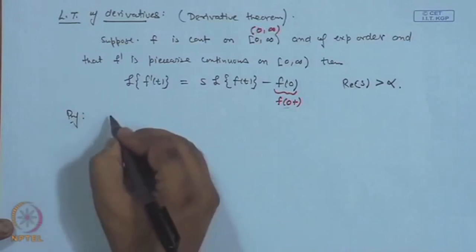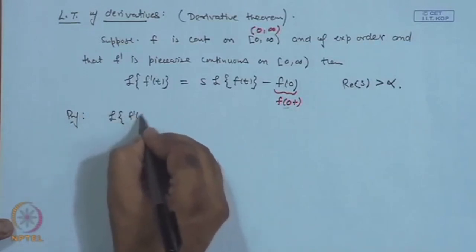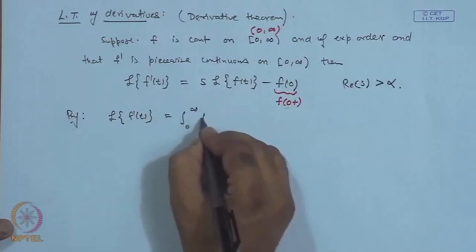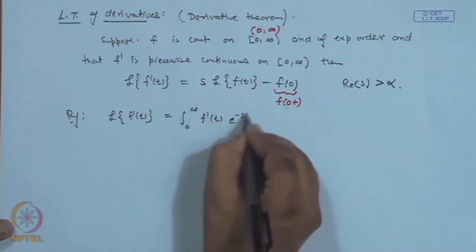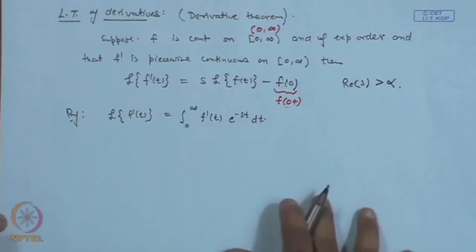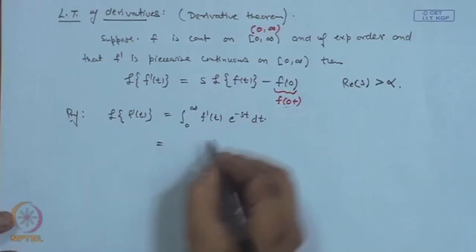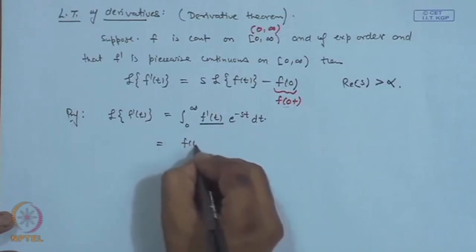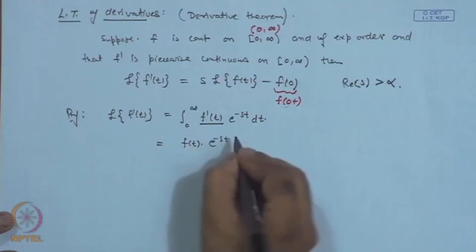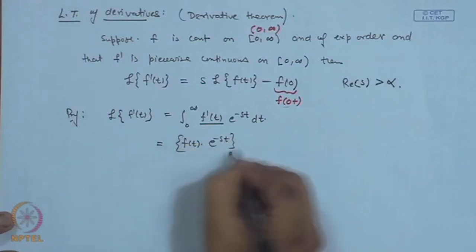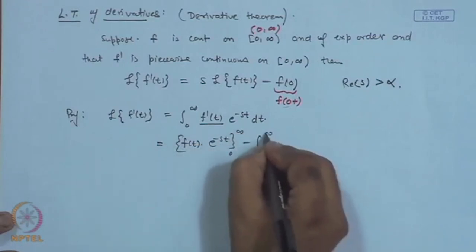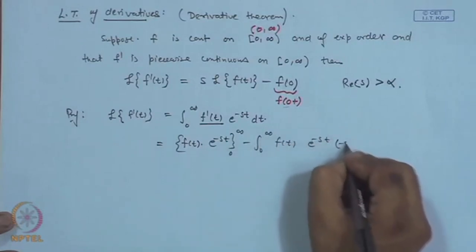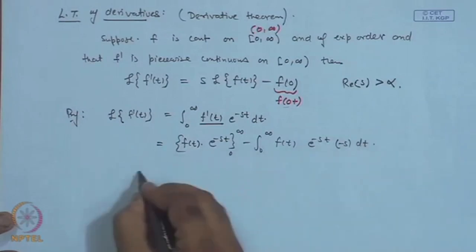So, the proof of this. We have the Laplace transform of f prime t, which is the integral from 0 to infinity of f prime t e to the minus s t dt, and now we integrate this by parts. The integral of f prime is f t, so we have f t e to the minus s t from 0 to infinity, minus the integral from 0 to infinity of f t e to the minus s t times minus s dt.